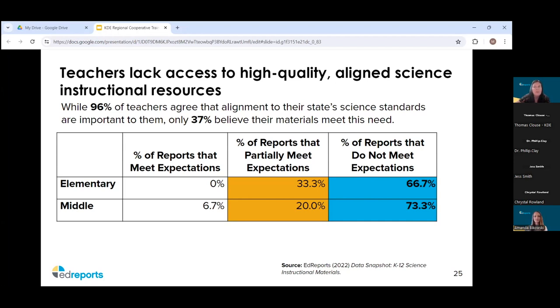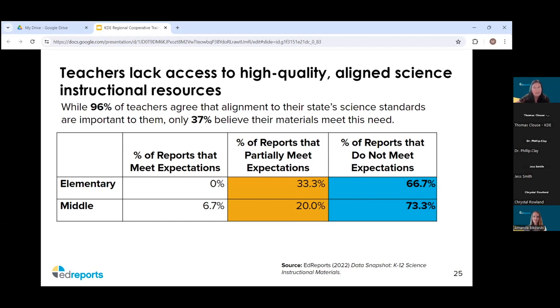When we examine what is being used in our current classrooms, we find that aligned core curricular science materials are noticeably lacking. EdReports has reviewed 80% of the resources that have been used in grade 6-8 classrooms and found that 4 programs currently meet expectations. In K-5 classrooms, 46% of core curricular materials have been reviewed and 2 currently meet expectations.